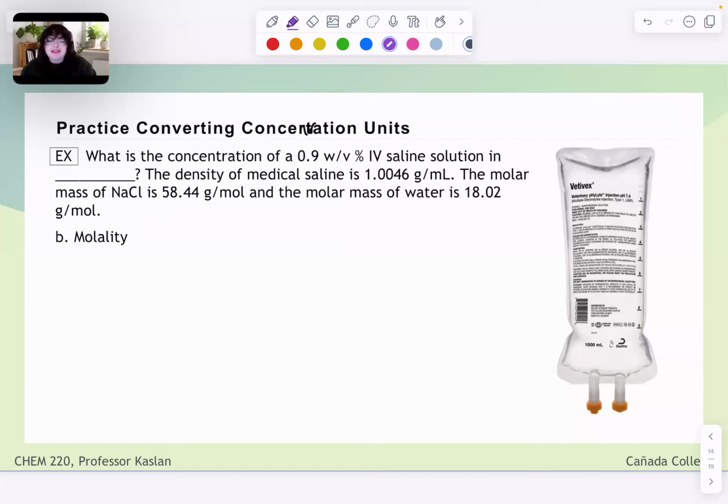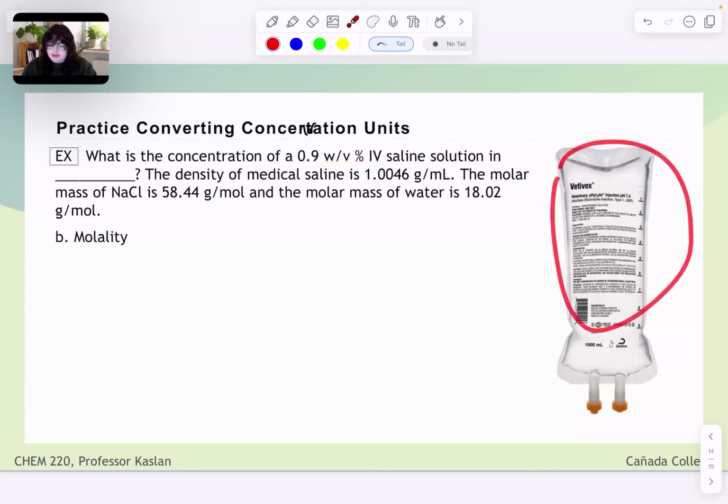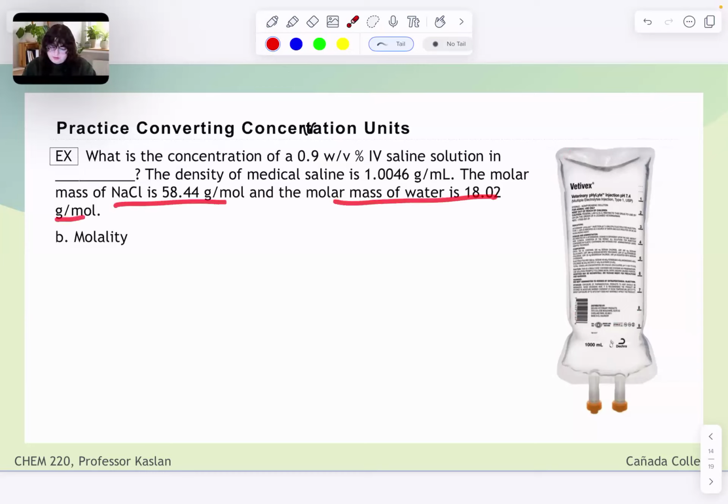We are still looking at the saline bag, same example, right? We were given the mass volume percent of our sodium chloride in our saline bag. We were given some other pieces of information that could or could not be useful, including the density of the solution. And we are being asked to convert this from one concentration unit, the mass volume percent, to another. So in our previous video, we looked at how we could convert this mass volume percent into molarity. So in this part of our exercise, we are seeing if we can convert it into molality.